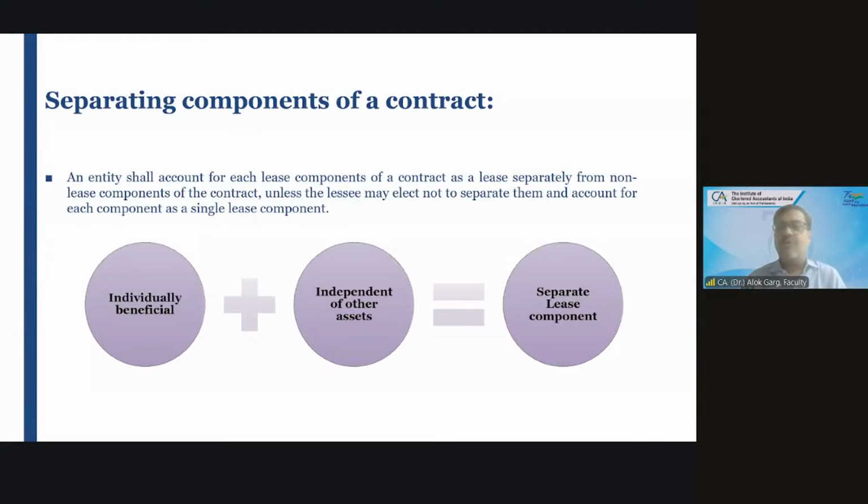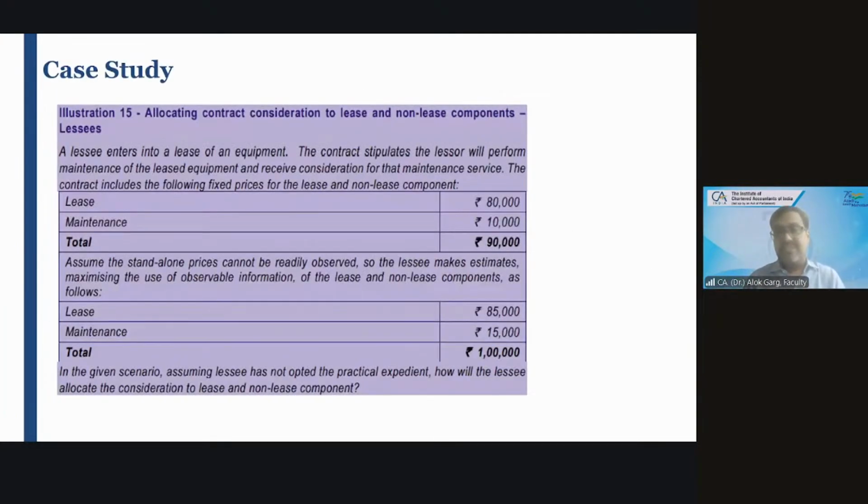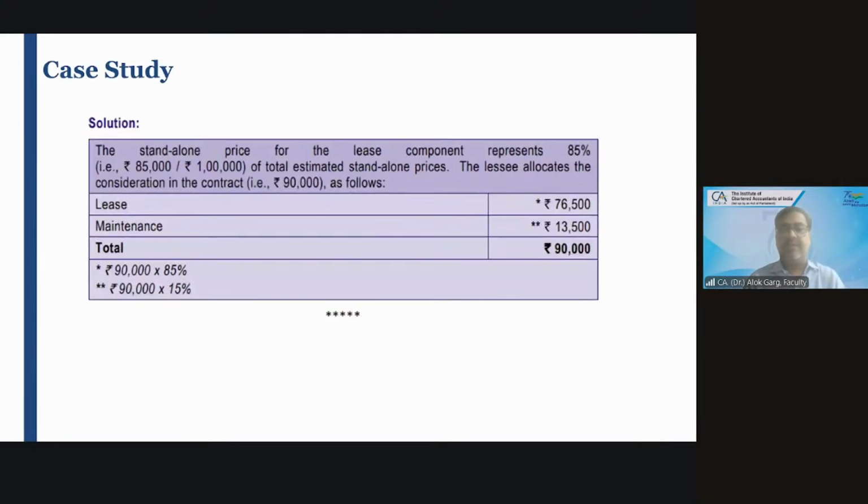Number 2, you don't want to do these tasks, then the entire payment will be treated as a lease payment. Entire payment will be considered as a lease payment. Means for the purpose of present value of lease payment, for the purpose of computing lease liability and then right of use asset, the entire payment is considered as a lease payment. Right? Okay. We discussed this illustration number 15 of study material also.